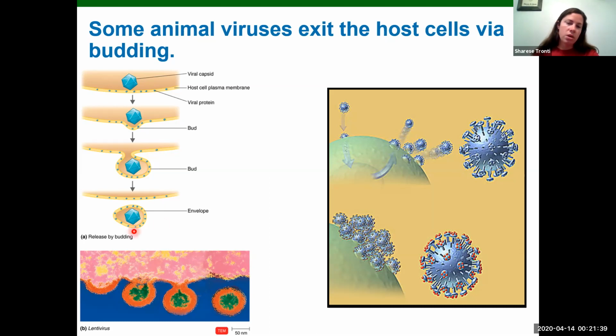And they're going to use the host membrane to form its envelope. And what this does is it allows the host cell to live a little bit longer so that the virus can continue to replicate even longer. As soon as the cell is lysed, it's going to die. So this way it's able to replicate inside the cell and be released without killing the cell immediately.